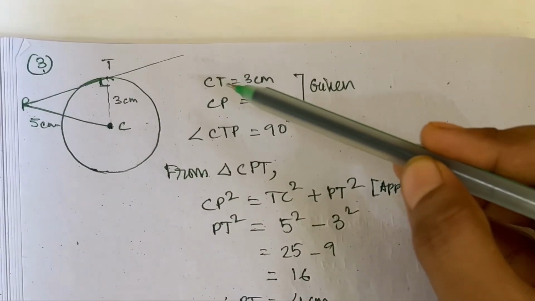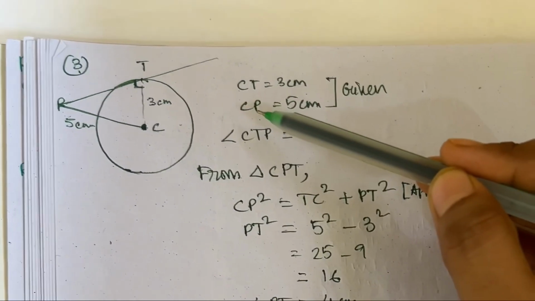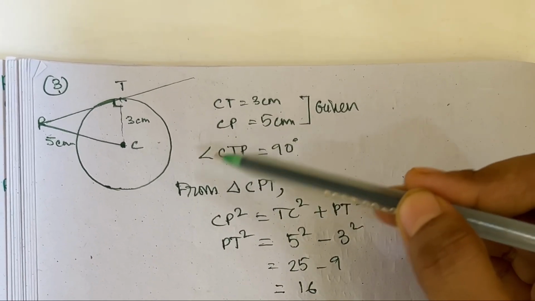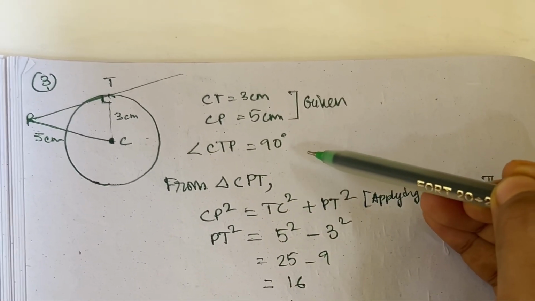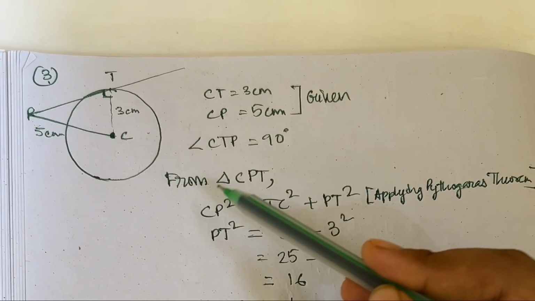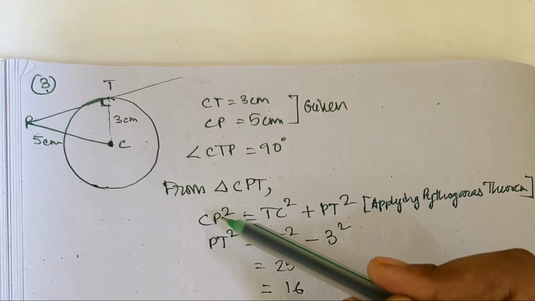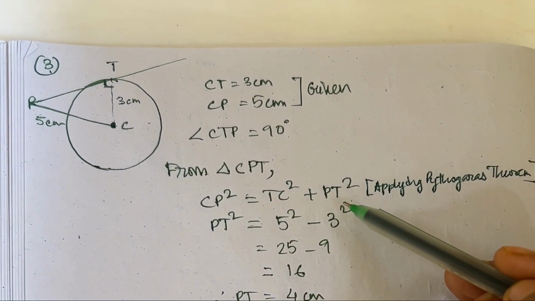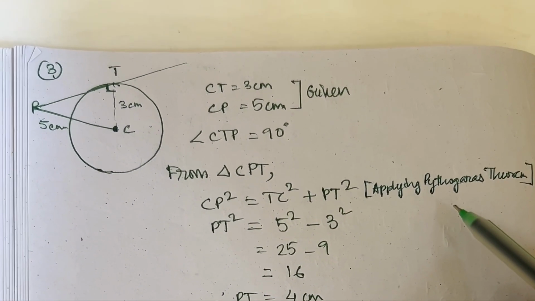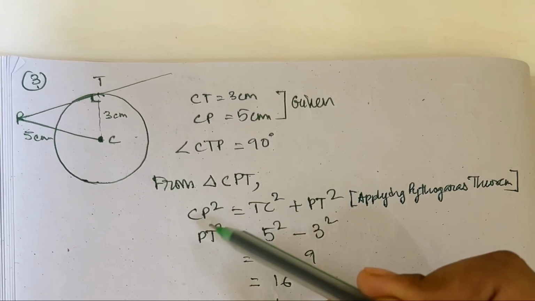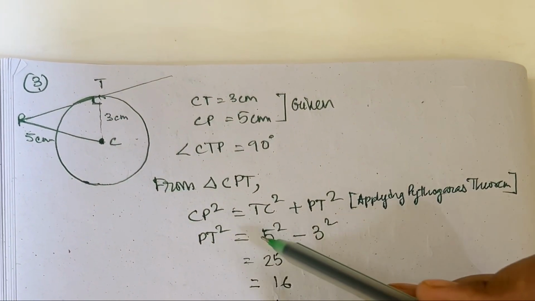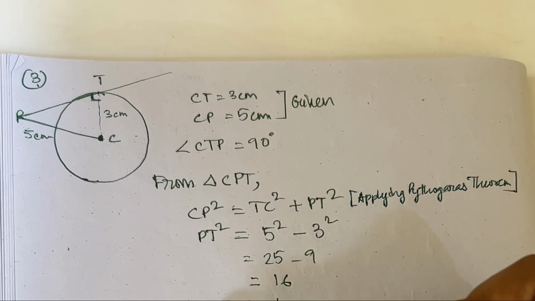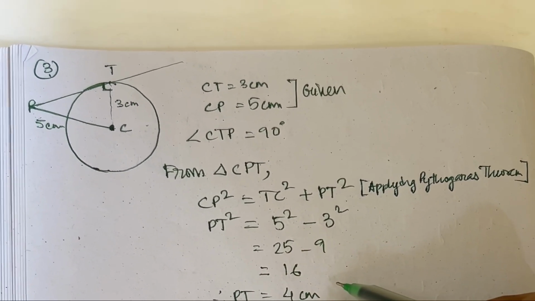So now you can see CT is 3 centimeter, CP is 5 centimeter, that is given. And angle CTP forms 90 degree. So from triangle CPT, we get CP square is equal to TC square plus PT square. Applying the Pythagoras theorem, PT square is 5 square minus 3 square, we get 16 and PT as 4 centimeter.